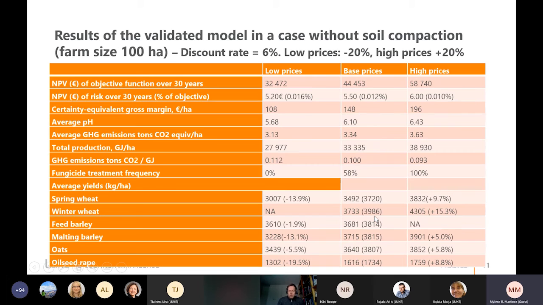So, results if no soil compaction. We have tested the model, of course, with low prices, high prices, and baseline prices. We can simulate more or less close to the average yields at the base prices. We have lower yields if low prices and higher yields if high prices, because high prices imply more profitable use of fertilizers, liming, and fungicides. But this is how the model behaves, and there is net present value, which is an income measure here.